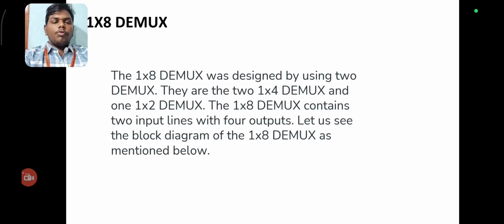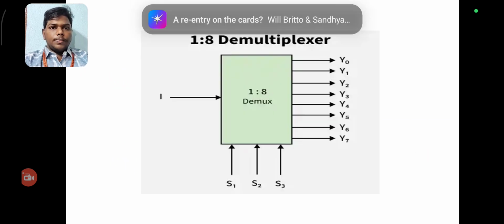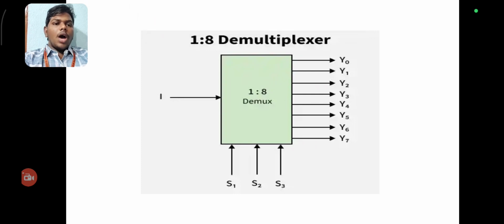Let's go to the 1 into 8 demultiplexer. The 1 into 8 demultiplexer can be designed by using two 1 into 4 demuxes and one 1 into 2 demux. Let's see the block diagram of the 1 into 8 demultiplexer. Here I have one input, three selector lines and 8 output lines.